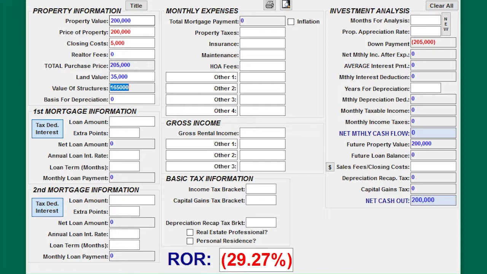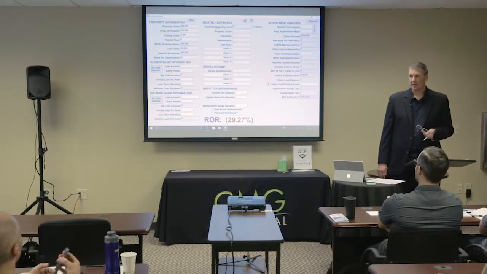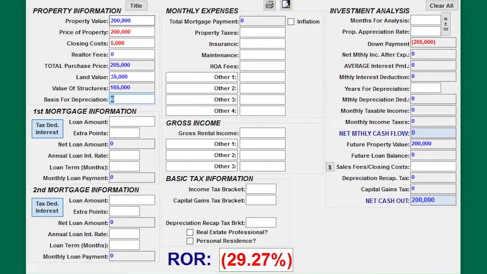And why do we want to know the value of the land? Does anybody know? It has to do with depreciation. Land doesn't depreciate, so you can't depreciate land. So that's why we need to know it in this calculation. So the value of the structure was $165,000, and the basis for depreciation was $165,000.